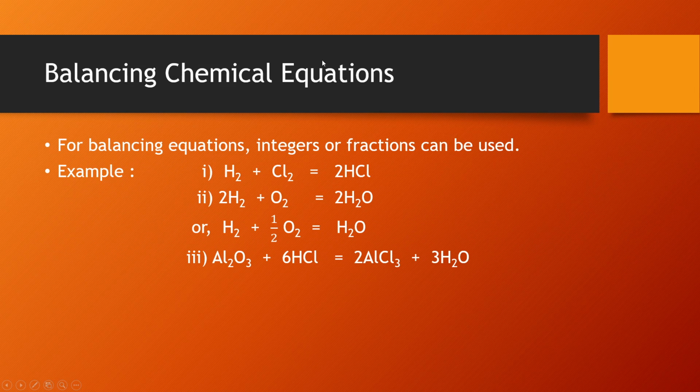When balancing chemical equations, you have to use integers, or you can also use fractions in some cases. For example, we can see that hydrogen and chlorine are making hydrochloric acid, and we are just balancing the right side of this equation. Sometimes we have to balance both the left side and right side of the equation. That is, we are putting an integer, 2, beside hydrogen, and we are also putting 2 in the right side. By this process we balance both the left and the right side.